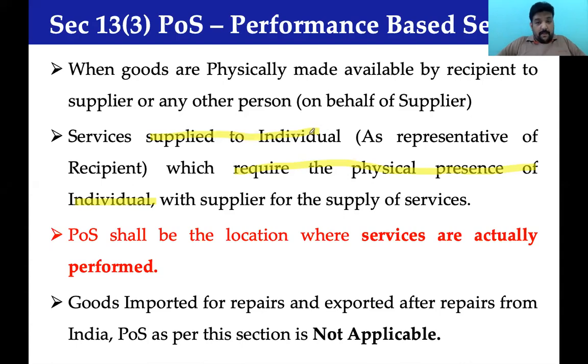Services supplied to an individual who is either the recipient of service or a representative of the recipient. He can be a representative and need not be the recipient. He can be a representative of the recipient of service, which requires the physical presence of the individual in that location with the supplier of service. Supplier and recipient of service have to be one-to-one. It's going to be one-to-one counseling, maybe transactions like that. Place of supply will be the place where the services are actually performed.